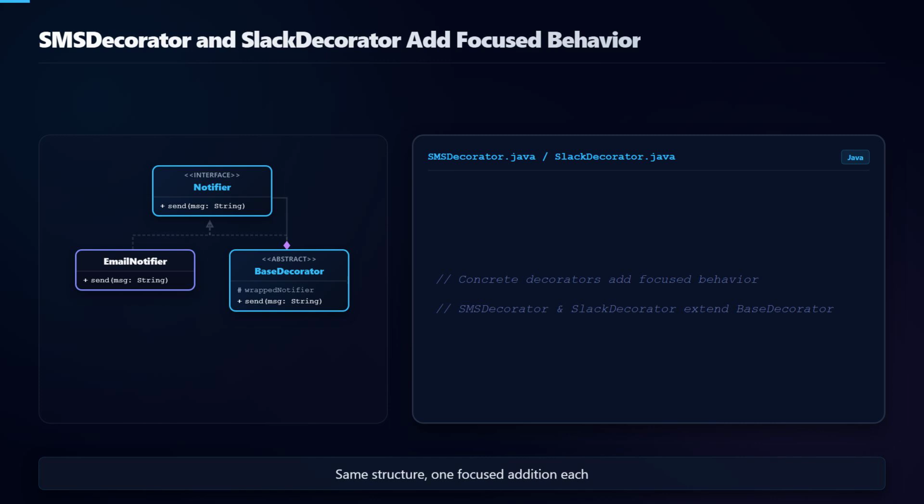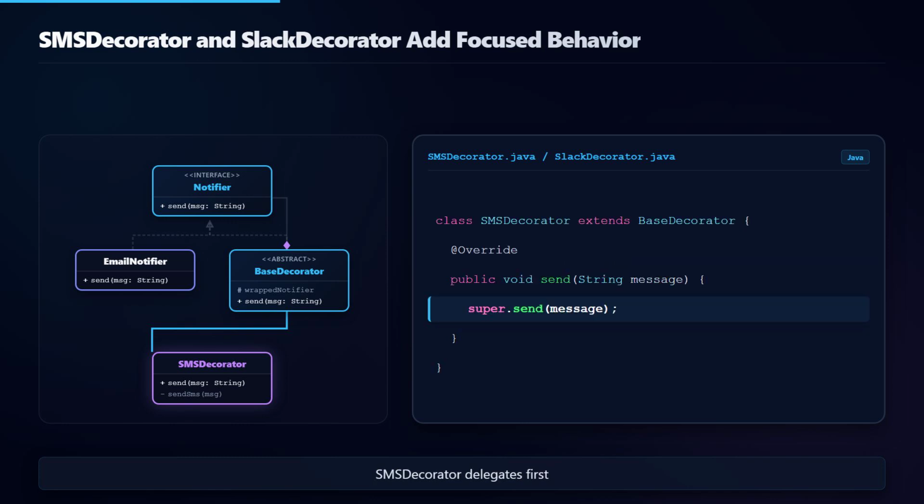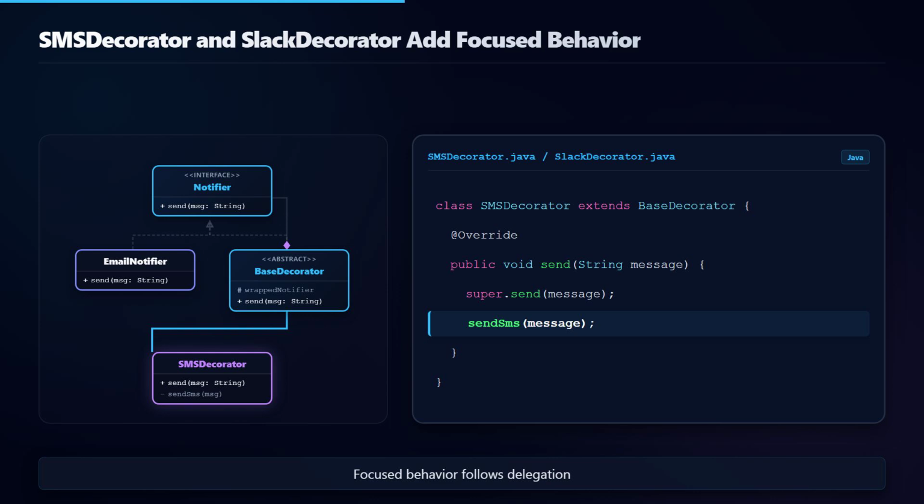Concrete decorators share one pattern. Preserve the existing notification, then add one focused channel behavior. SMS decorator extends base decorator, so it inherits the wrapped notifier and shared delegation behavior. Calling the base send method lets the existing notification work continue through the wrapped chain. After preserving the existing behavior, SMS decorator adds its own SMS responsibility.